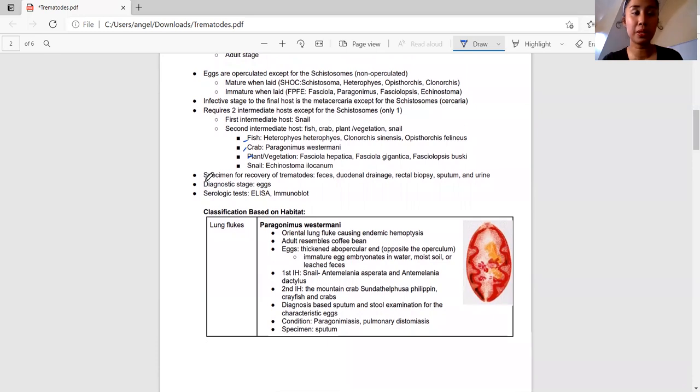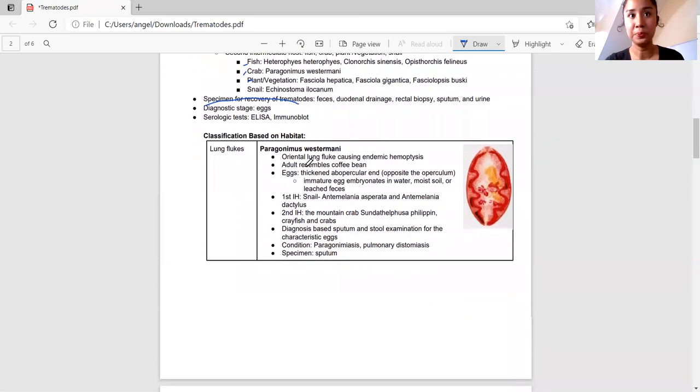Class, the specimens for recovery of trematodes are feces, duodenal drainage, rectal biopsy, sputum, and urine. The diagnostic stage is usually the eggs. Adults are not always recoverable, so the diagnostic stage is the ova, period. There are also serologic tests: ELISA and immunoblot.